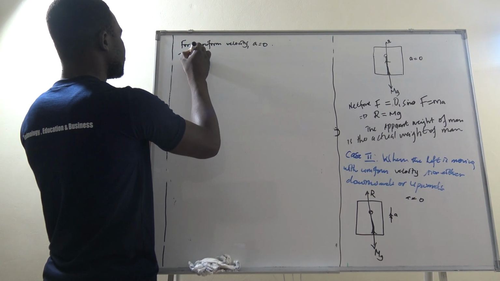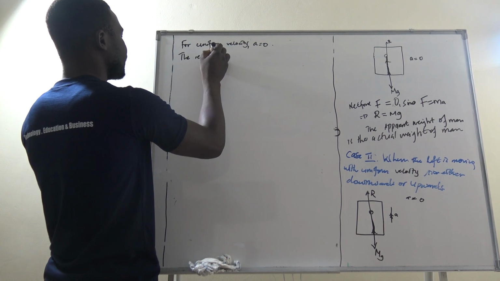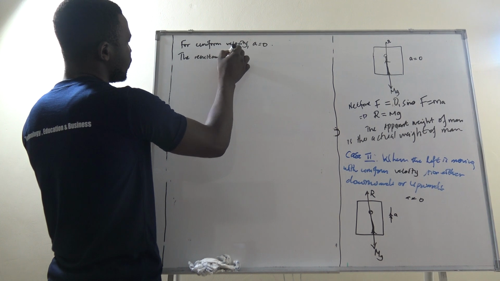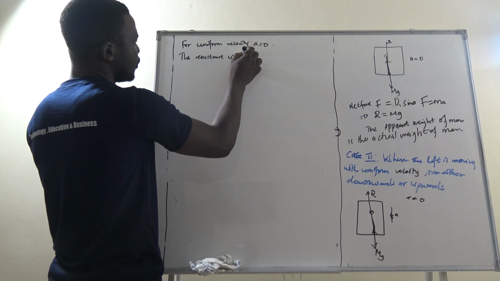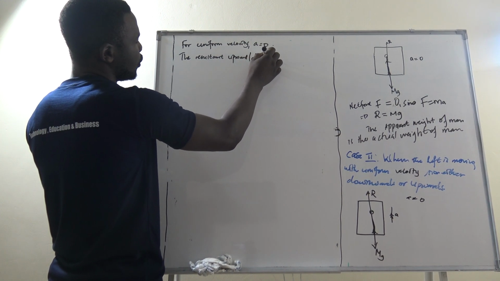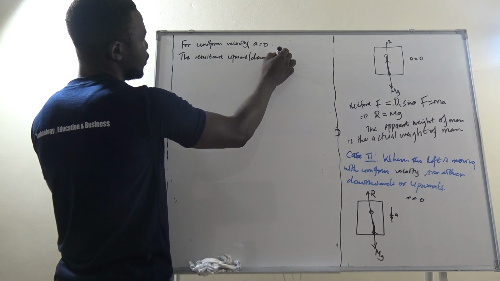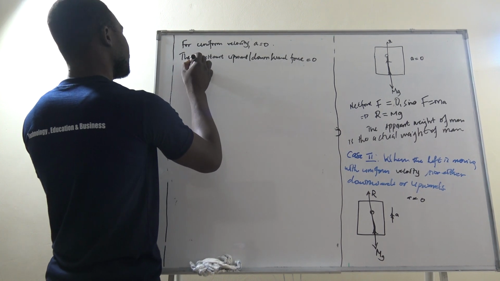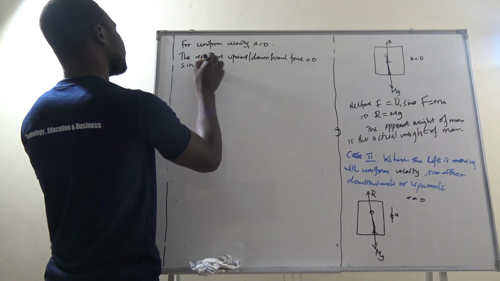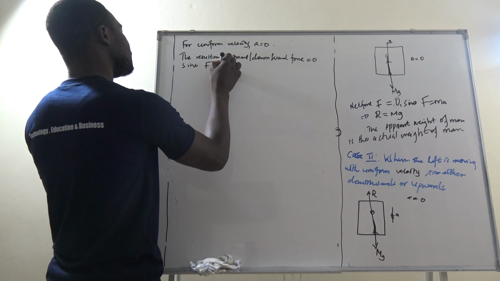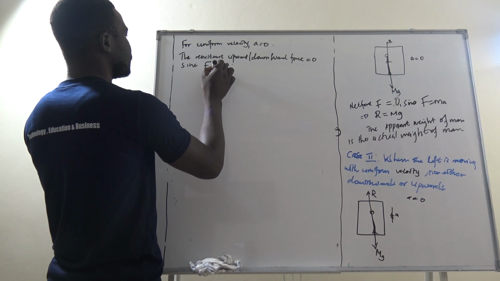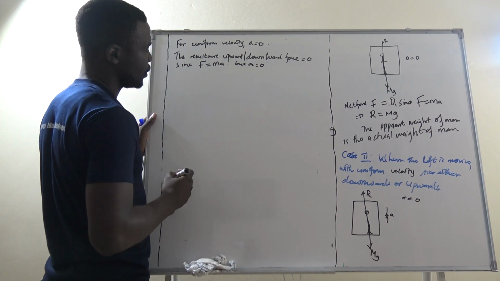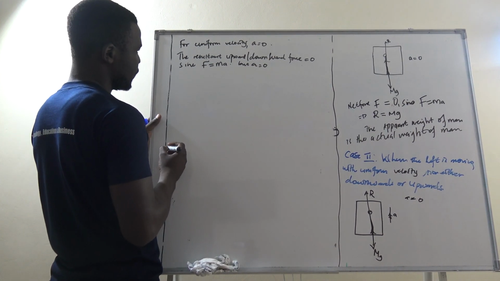So the net resultant upward or downward force is equal to 0, since we know that the resultant force F is equal to ma, but we are saying a is equal to what? Is equal to 0.